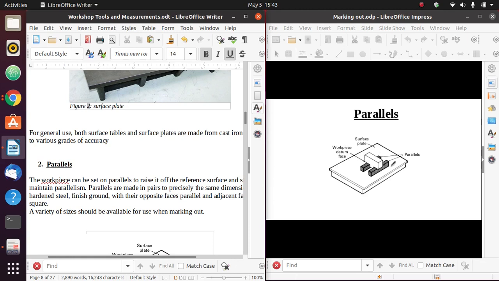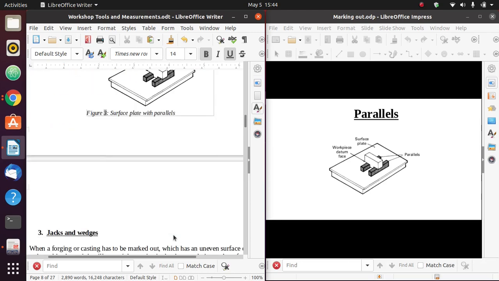Remember, the surface table is flat, the parallels are also flat in nature. So if I put a workpiece on top of the parallels, then this surface table and this workpiece will still be parallel to each other. Now, these parallels usually come in pairs, they're similar in dimension, and they're usually made of hardened steel. So you can have parallels of different dimensions depending on the size of the workpiece that you want to use, or the size of the workpiece that you want to mark out.